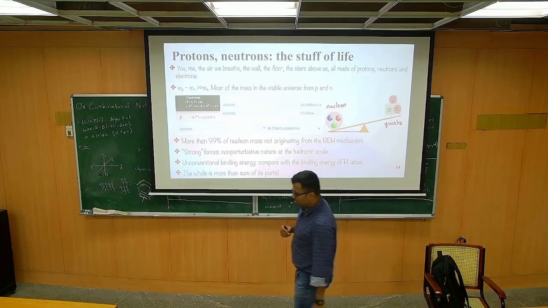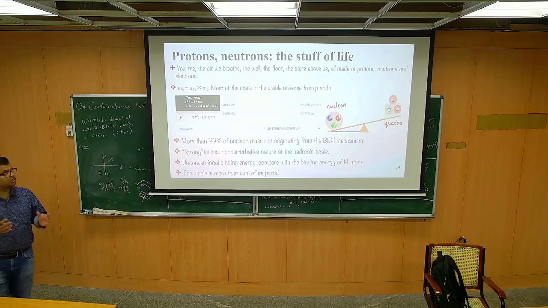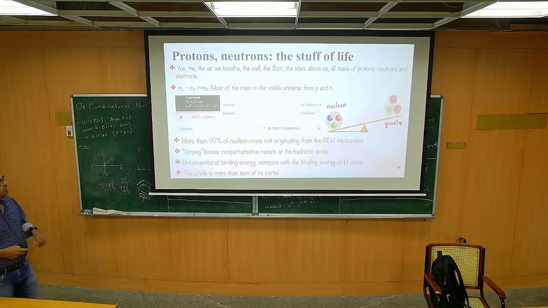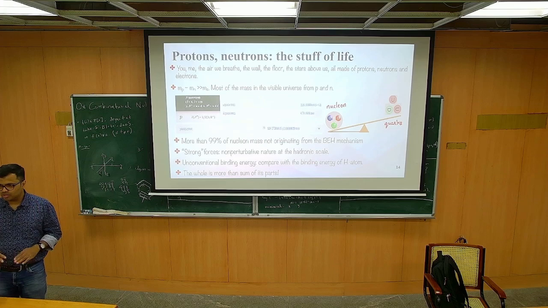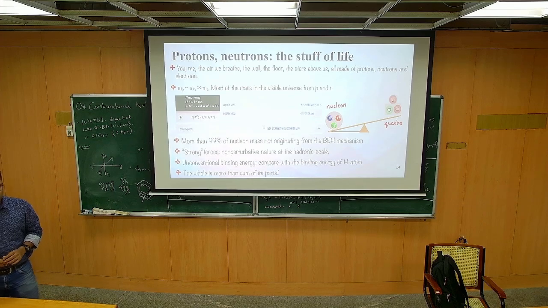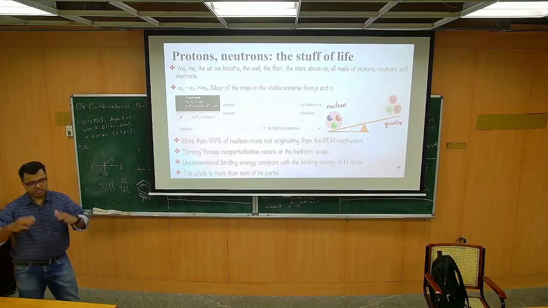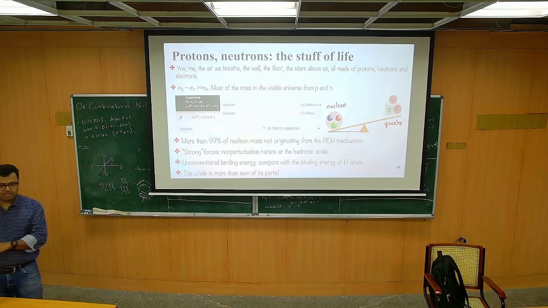Now the tricky part comes here. So we now sort of know that protons, neutrons, and electrons, of course, are the stuff of life. So anything that you see around is made of protons, neutrons, and electrons. I keep aside the electrons because we know that electron is so light that more than 99% of the mass that we see around is mainly determined by protons and neutrons. So let's keep the electrons aside.